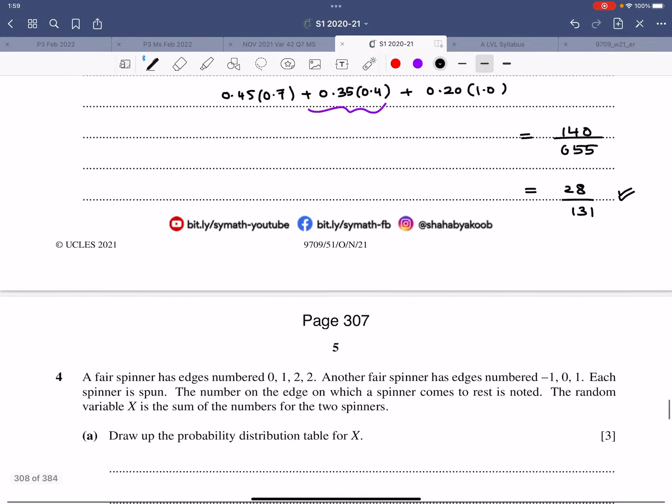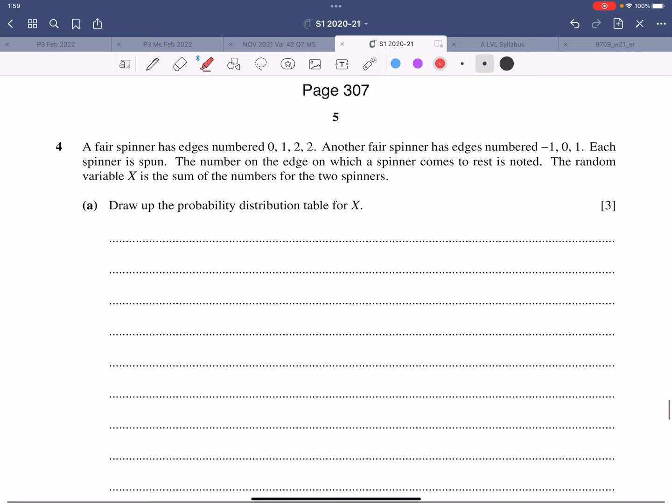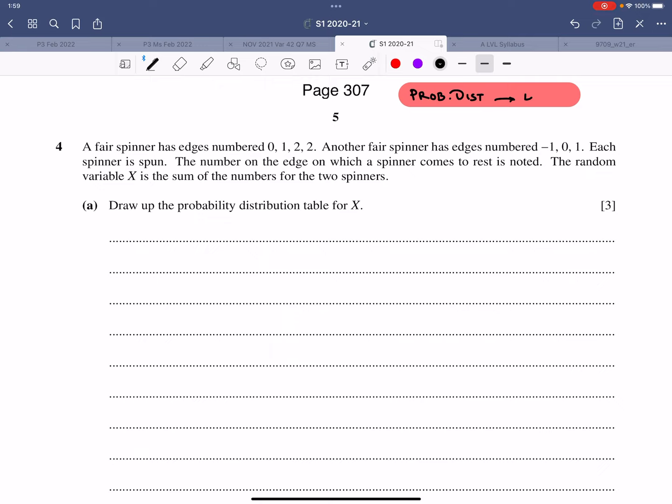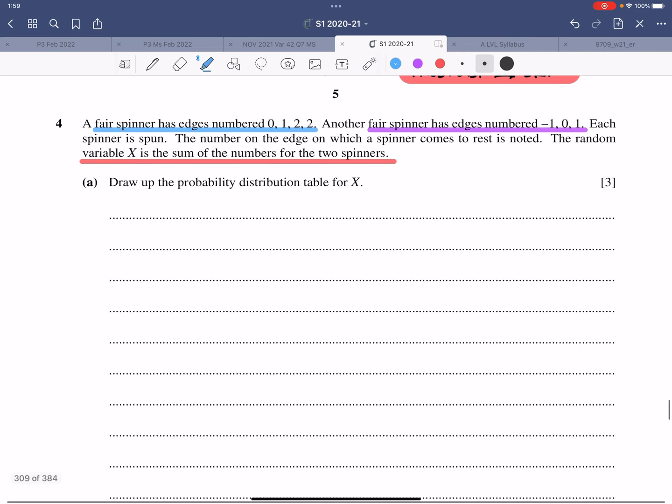Next question. This time the question looks like a DRV, probability distribution question. A fair spinner has edges numbered such and such, so there are 4 edges. Another fair spinner has edges numbered such and such. Each spinner is spun, and the number it comes to rest on is noted. The random variable X is the sum of the two numbers of the two spinners. A very easy question. So this is the first spinner, this is the second spinner.